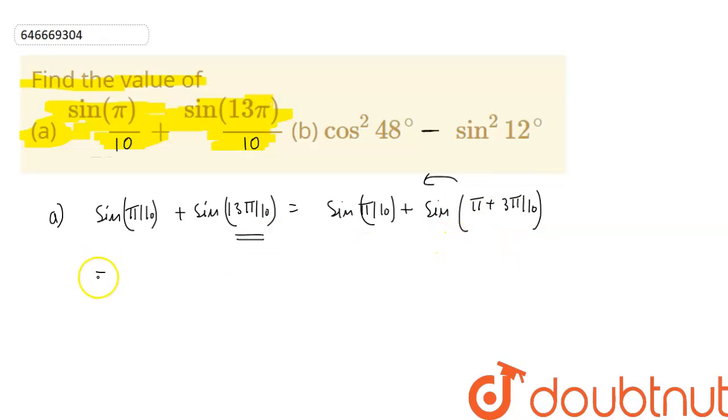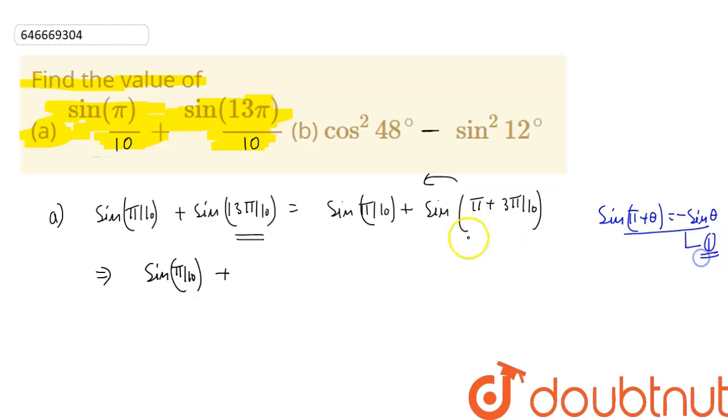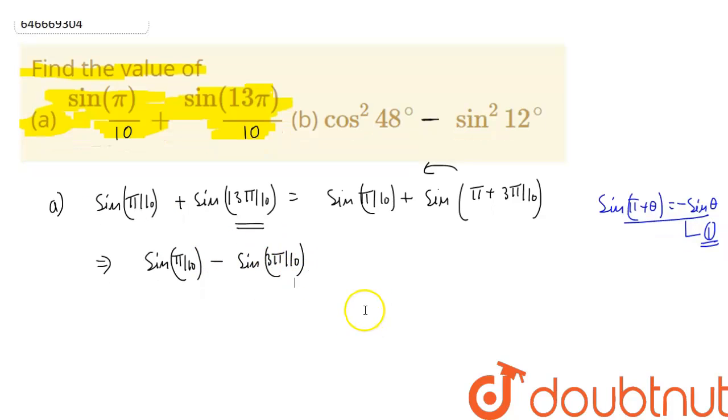Now if we solve this ahead, we are going to get sine of pi by 10 plus. Now we are going to use one property of trigonometry. We know that sine of pi plus theta, that is sine of 180 plus theta, is equivalent to minus sine theta. Let us say this is the first property. By using this first property, sine of pi plus 3 pi by 10 would be equal to minus sine of 3 pi by 10. So instead of plus, we get minus sine 3 pi by 10.